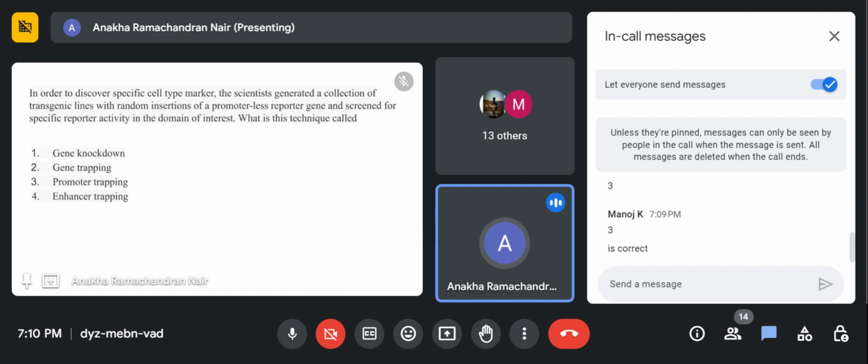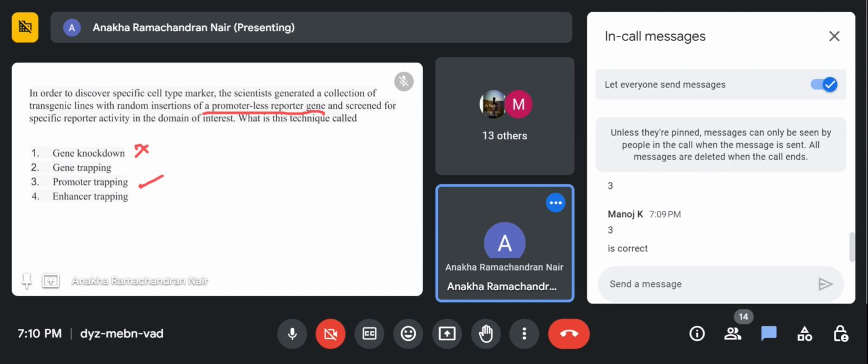It is promoter trapping. I'll explain the difference between gene trapping, promoter trapping, and enhancer trapping. But let's figure out it's not gene knockdown. In gene knockdown, what you're doing is you're removing the effect of that gene. You're making that gene not work, right? So the question is stating that in order to discover specific cell type markers, the scientists generated a collection of transgenic lines with random insertion of a promoterless reporter gene.